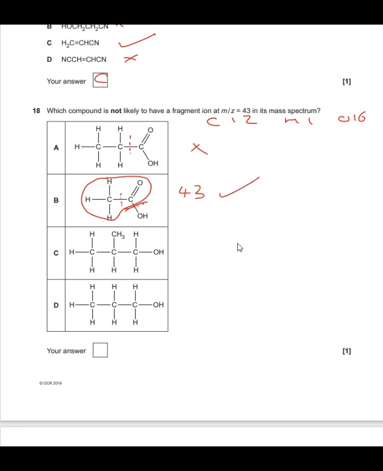This one, if we've got these 3 carbons, if we cut it there, 12, 24, 36, and then we've got 1, 2, 3, 4, 7 hydrogens. 36 plus 7 is 43, so that one does have a peak of 43. And this one can have exactly the same fragment. If we break it there, we've got our 3 carbons and 7 hydrogens, so that will have a peak of 43. So the one that doesn't is A.